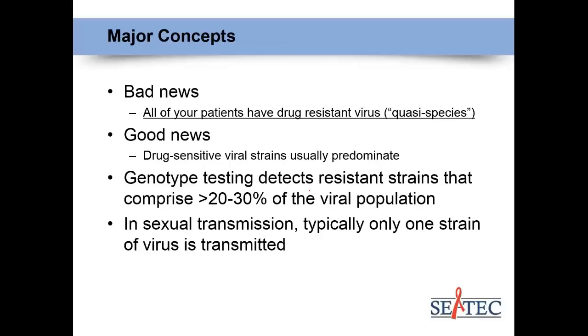And interestingly, in sexual transmission, it's usually only one strain that's transmitted. So the genotype you get during acute HIV or during the first year of infection is actually going to be the most accurate genotype you can get on that patient.